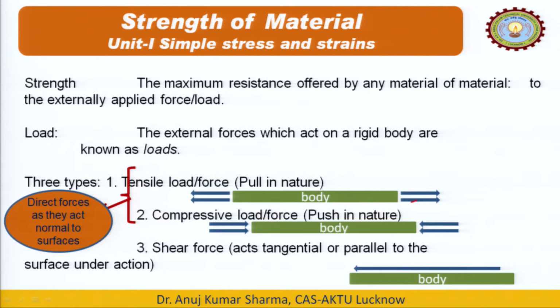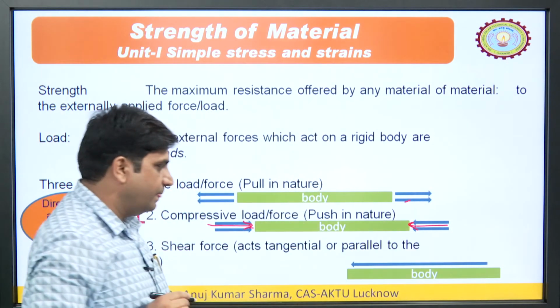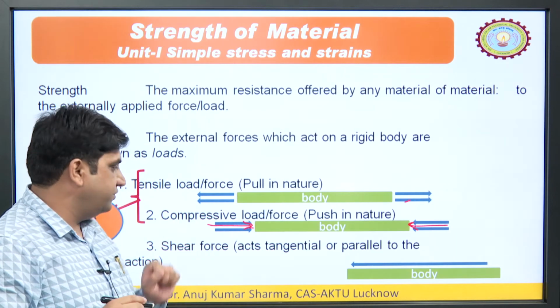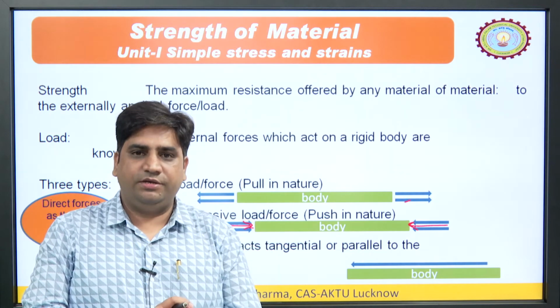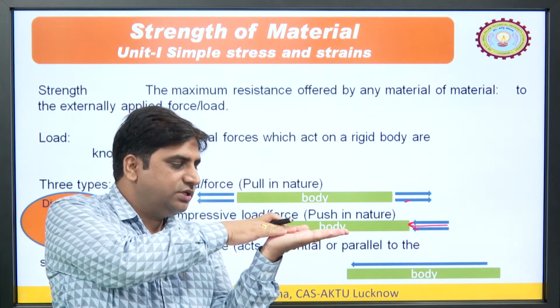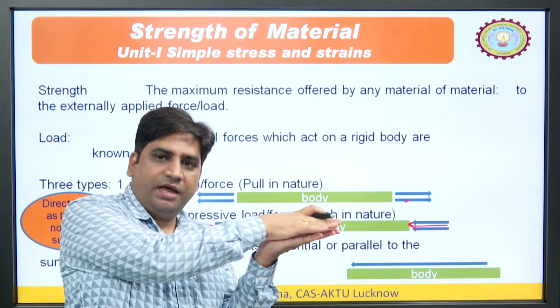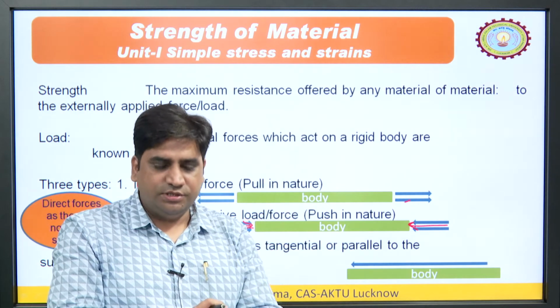So, these are direct forces. Why direct forces? Because here we can see these are acting perpendicular to the cross sectional area, and in the second case they are acting in this direction. So, they are compressing the object. And third one, here it is the shear force. These forces act parallel to the surface on which they are applied. Parallel to the surface means let this be the surface and the forces are being applied on this object parallel to the surface. So, they create shear stresses. That is why these forces are known as the shear force.